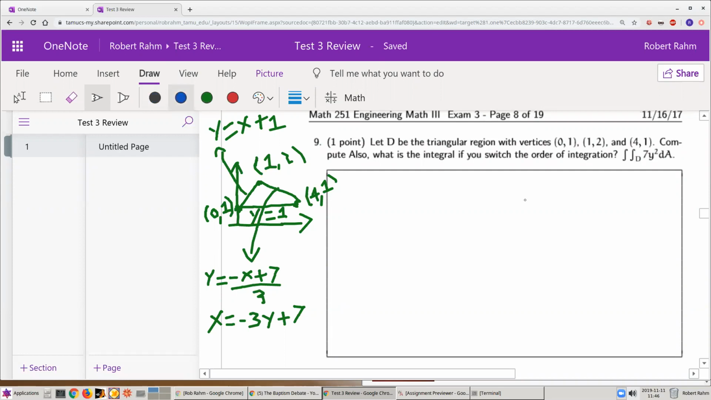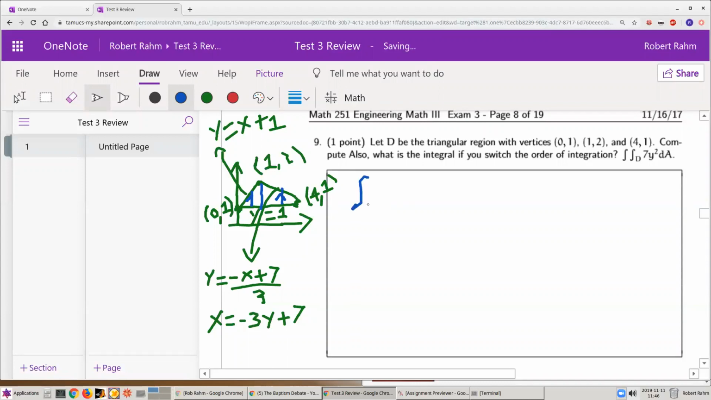So if we do the y integral first, this means that for every fixed value of y, we're going to start at the line y is equal to 1. But notice that when we are to the left of this blue line, y is going to go from y is equal to 1 to y is equal to x plus 1. And when we're to the right of this blue line, y is going to go from y is equal to 1 to y is equal to minus x plus 7 over 3. So we're going to have to split this into two integrals.